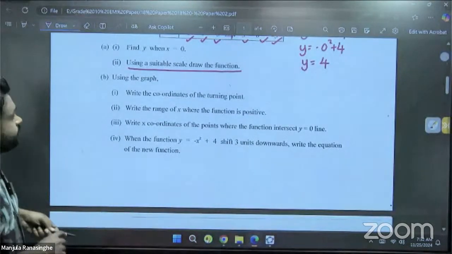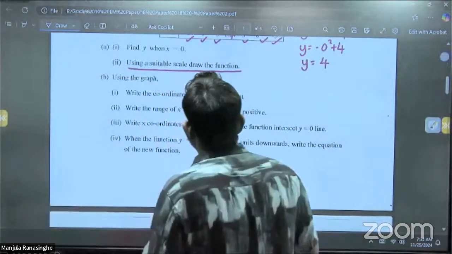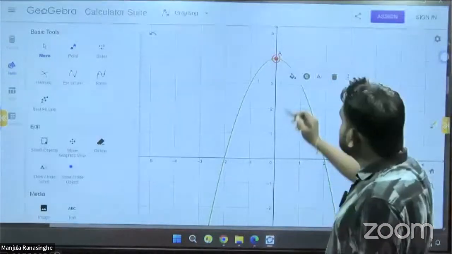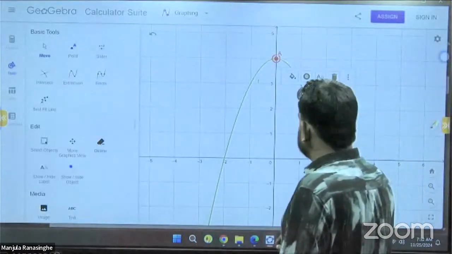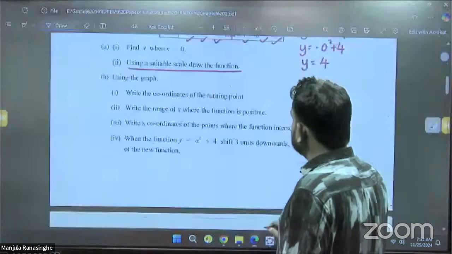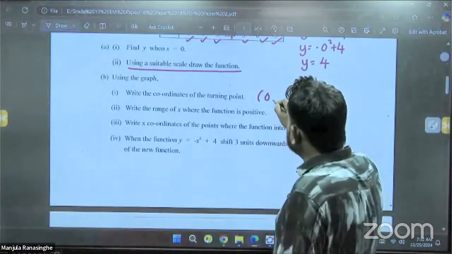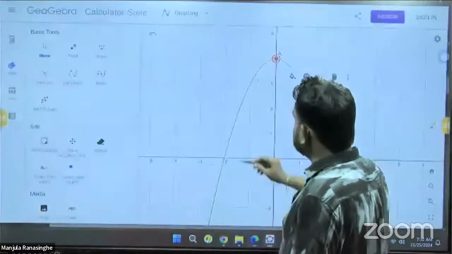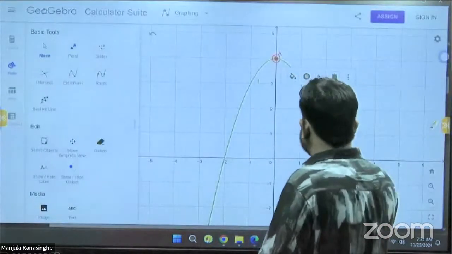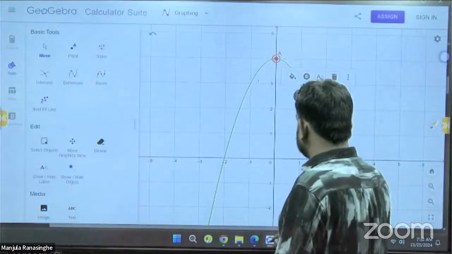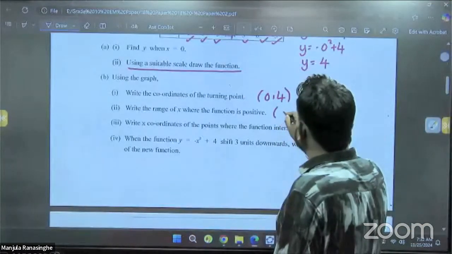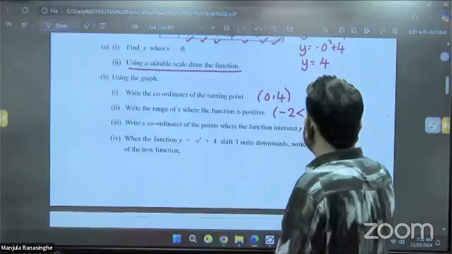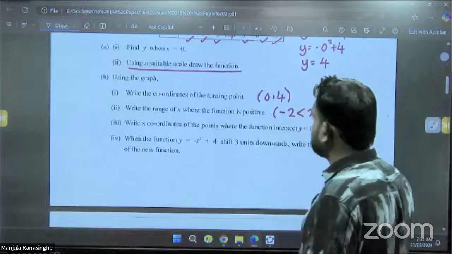Part B. Yes, for part B I will write here the coordinates of the turning point. See there, this was the graph. This is the turning point. Then that is 0 comma 4. Right, the coordinate 0 comma 4, and then the range of x where the function is positive. The function is positive in this way, right? That is given as negative 2 to positive 2, right? So that means x is between negative 2 and positive 2 in this way. Okay, so this is the answer for the second one, right?